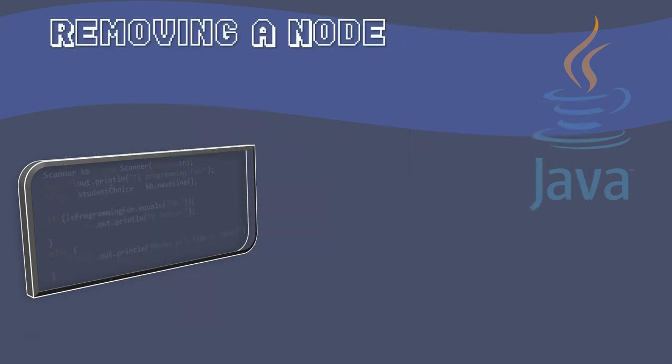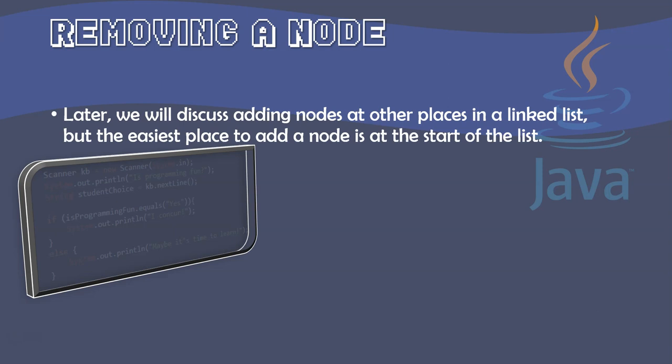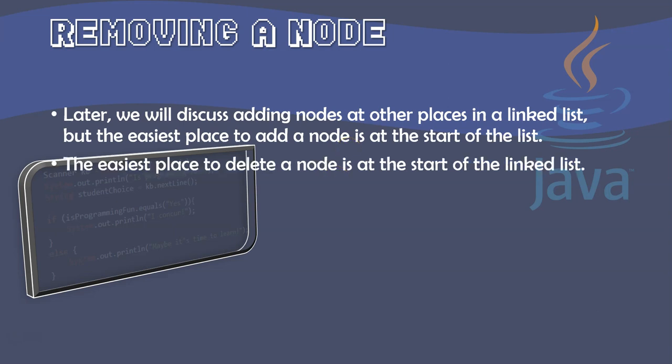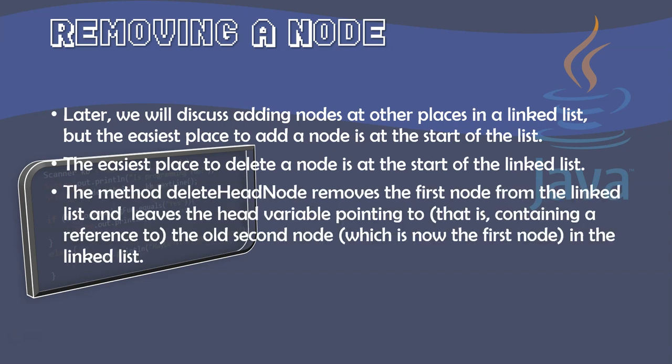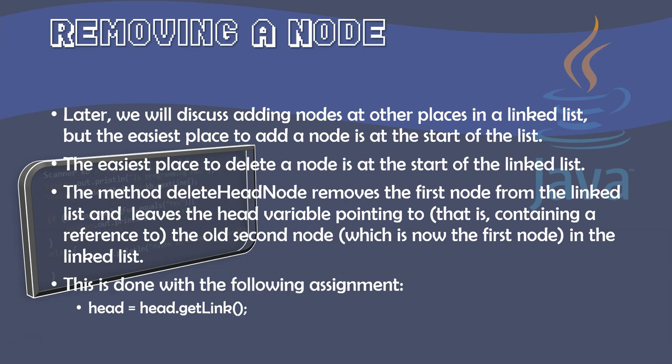Now, I want to remove a node. All right, we will discuss this a little bit later, but the easiest place to add a node, of course, is at the start of the list. The easiest place to delete a node is also at the start of the list. Now, the method delete head node removes the first node from the linked list and leaves the head instance variable pointing to the old second node in the linked list. All right, we just do head equals head.getLink, because when we say getLink, that moves it down the list, boom, and it's now pointing to a new reference point.